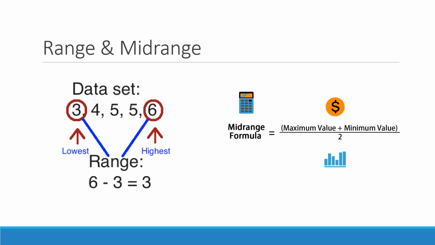Now there's two other values that you need to know how to calculate, and that's going to be your range and your mid-range. Your range is always your highest number minus your lowest number. So in this data set, our highest number is 6 and our lowest number is 3. So 6 minus 3 gives us a range of 3. Now your mid-range, what you do is you take your maximum value and your minimum value and you find the average of those two. So if I was doing this problem over here, my highest is 6, my lowest is 3. The average of 6 and 3 would be 6 plus 3 divided by 2. So 9 divided by 2 is going to give me 4.5.